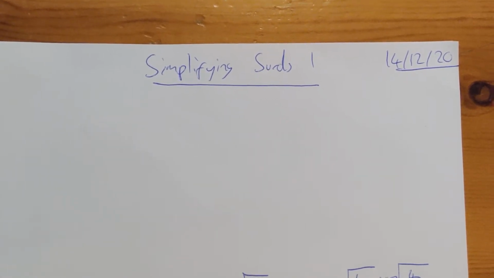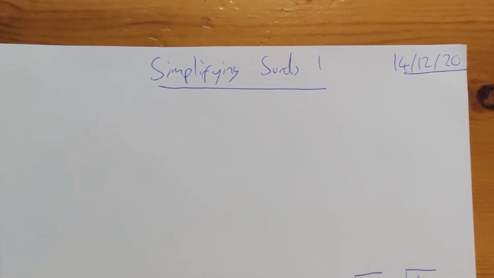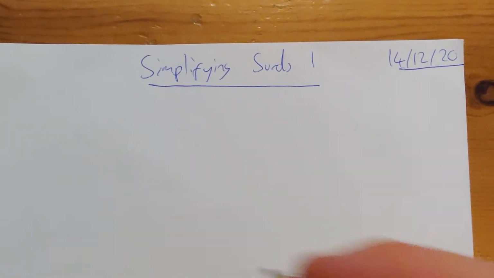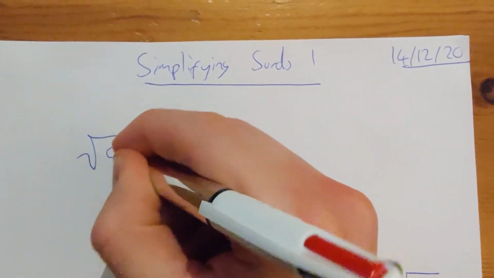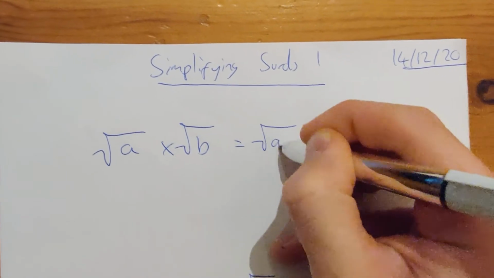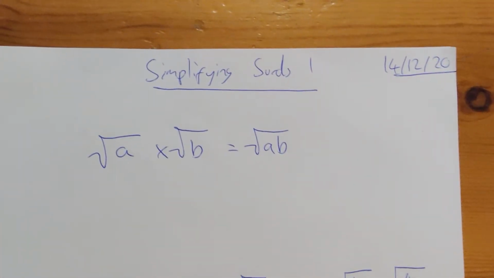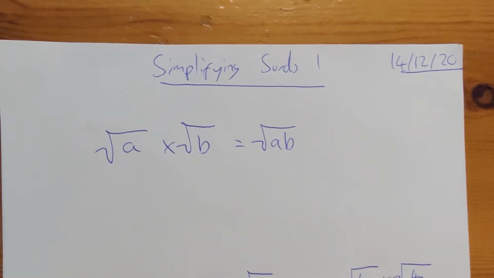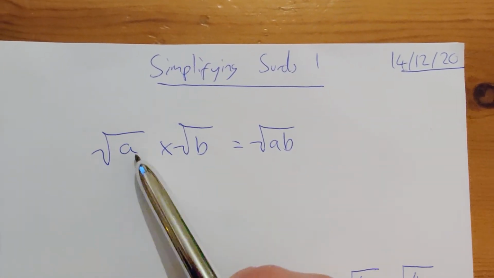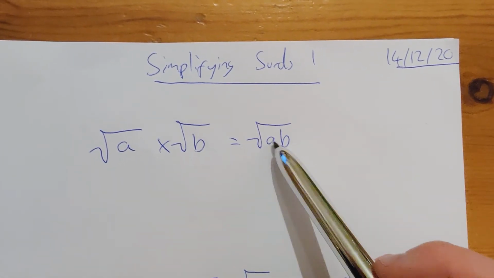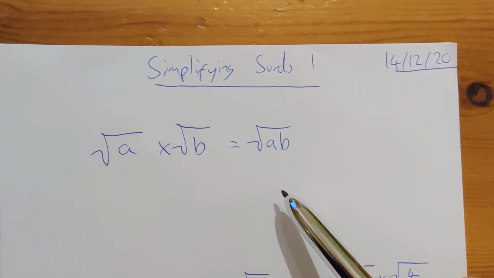Now, there really is one key rule to surds. Surds is just a load of manipulation we do with square roots. But the one key rule, and certainly the rule we're going to be focusing on today, is that the square root of A times the square root of B equals the square root of AB. Make sure if you've got your blue book with you, you make a note of that rule. And all it's saying, it's a very intuitive rule, is that the square root of one thing times the square root of another thing equals the square root of those two things multiplied together.